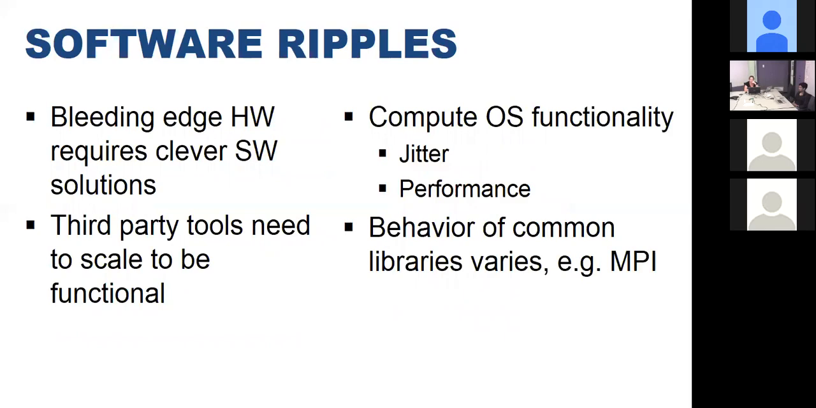Okay, so the software ripples. You might think, well, I was just talking about software, and this goes back to my premise that I feel like software really is the core of this. Hardware is important. We need to build a good machine that we're able to use, but if we don't have good software for it, then we can't use it. This is one of the reasons we work so hard with the vendor to make sure that what we get as a stack on the machine is as effective as we can get.